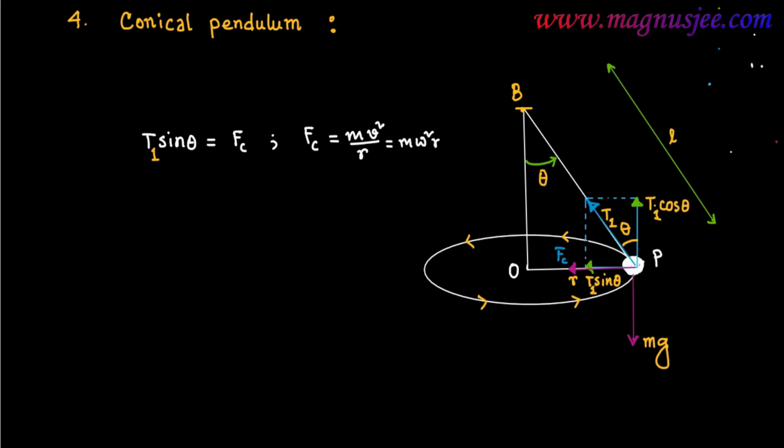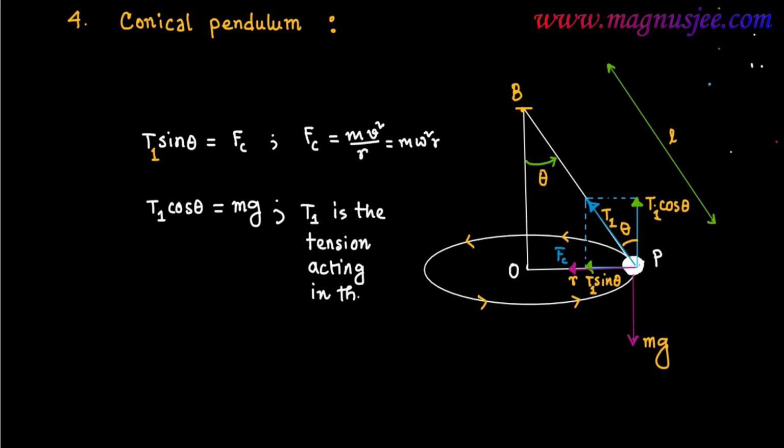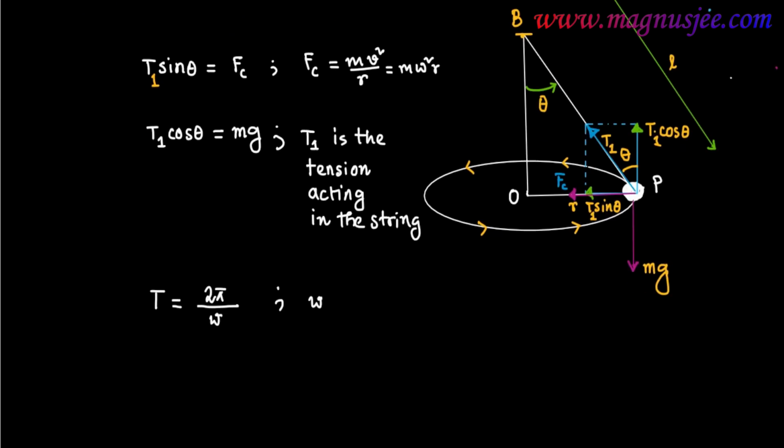Here the tension T can be denoted by T1, not T actually. So T1 cos theta is equal to mg, and T1 is the tension. In the diagram we can change the tension T by T1. T1 is the tension acting in the string, which is resolved into 2 components, T1 cos theta and T1 sin theta. And from that we can prove that the time period of the body is T, which is 2 pi by omega.